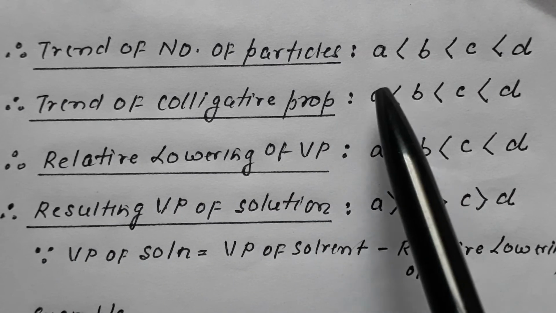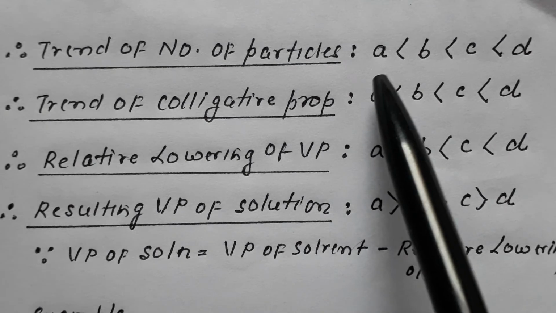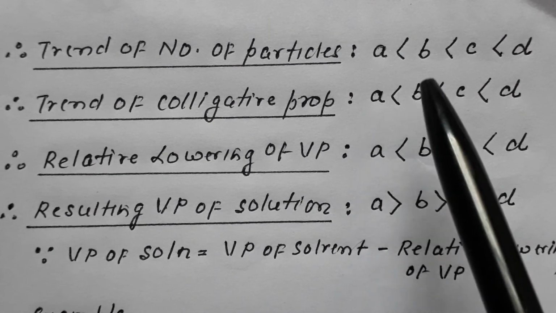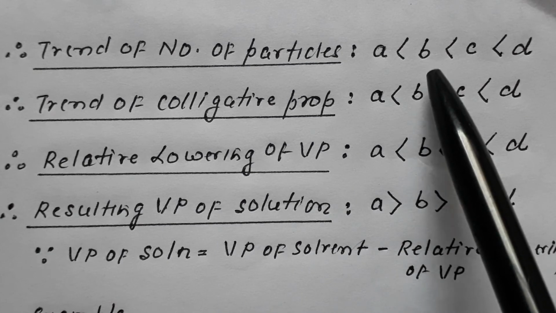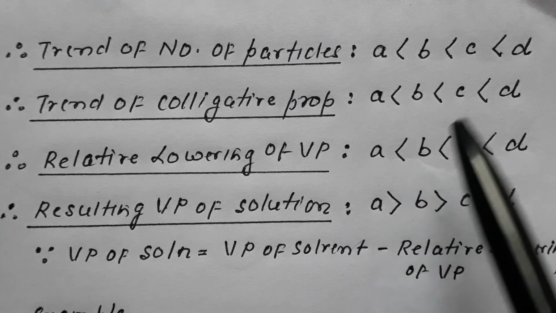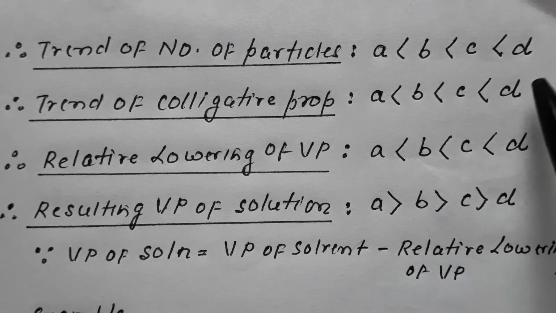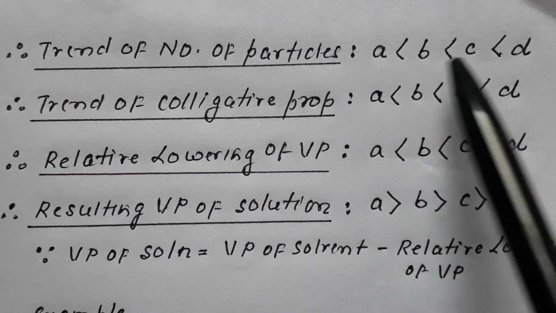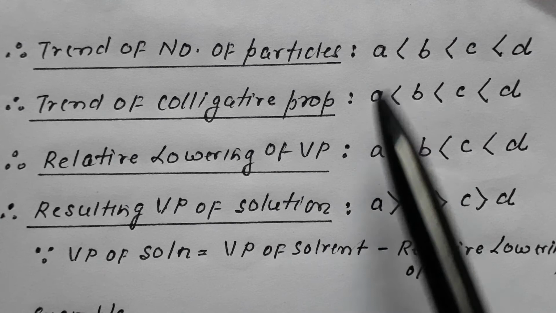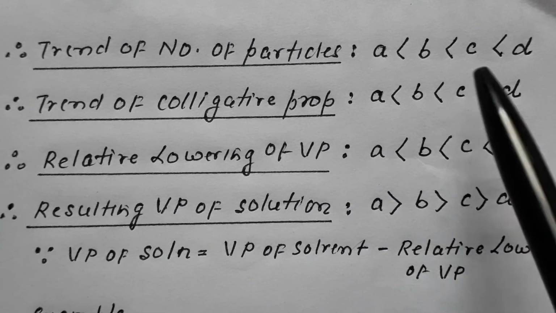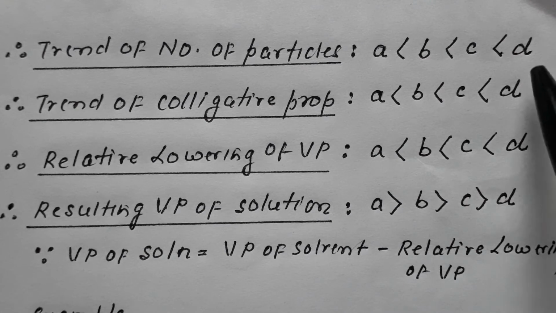As I said, the number of particles in A, that is urea, would be least, it was m. In case of NaCl solution B, it is comparatively more, 2m. In case of C, that is CaCl2, it is 3m. In case of D, that is AlCl3, it is 4m. So the trend of number of particles is least in case of A, higher in B, still higher in C, and highest in D.